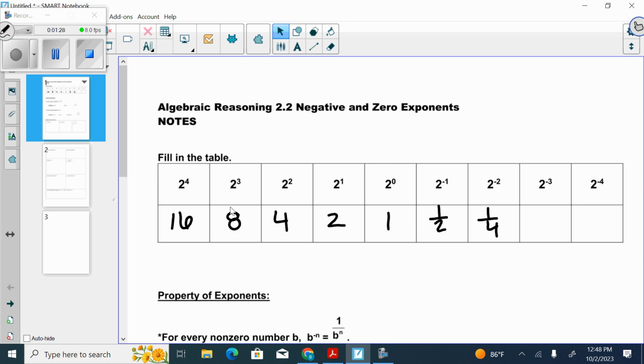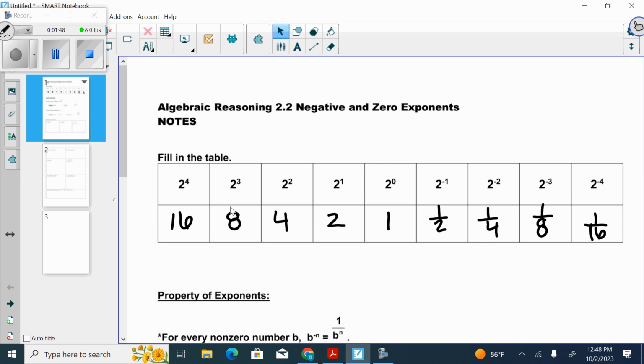And 2 to the -3 power? 2 to the -3 power would be what? 1/8. Good. 1/16. Yes. 1/16 is that last one. Kind of obvious. Good. All right, so you said it's kind of obvious. Did you notice some sort of a pattern going on here? Yes. Now, what was our pattern?